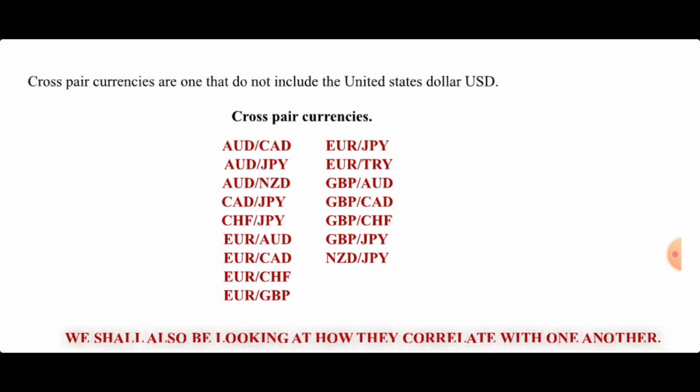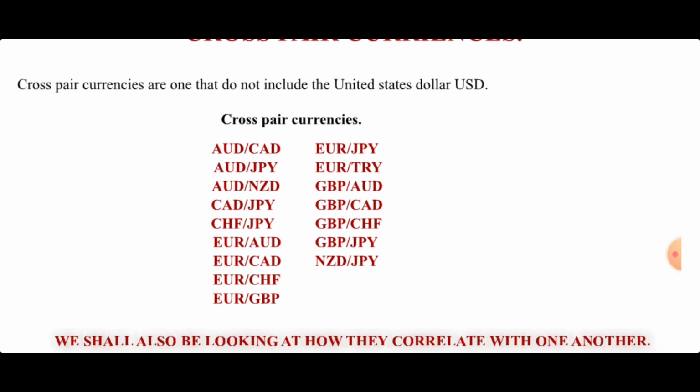So we shall also be looking at how they correlate with one another, basically if you want to trade them. So cross pairs are also good. Some of them carry low spreads, though we are not going to be much conversant with them in trading, but you have to know about them because some of you might be interested in trading your currencies depending on the country that you might be in.